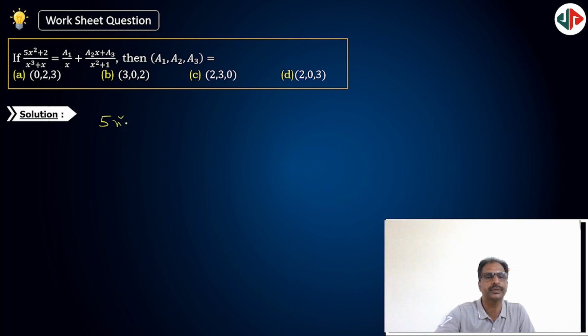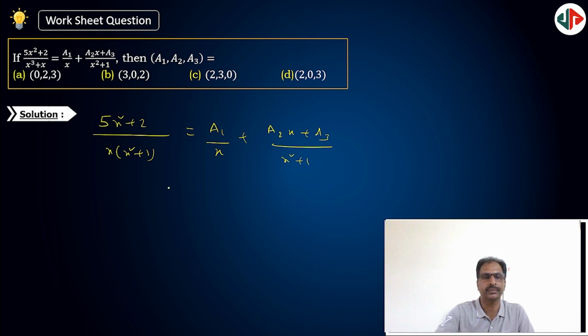Next, (5x square plus 2) by (x cube plus x), take x common. This is A1 by x plus (A2 x plus A3) by (x square plus 1). Already we know the short method for finding A1. Put x is equal to 0 except here. So we will get A1 as 2. Next, after taking LCM, that LCM gets cancelled.